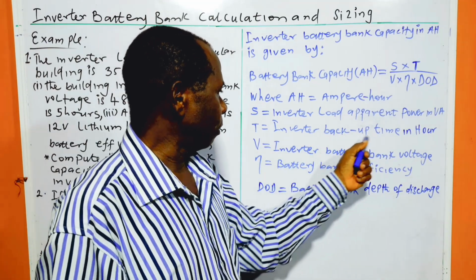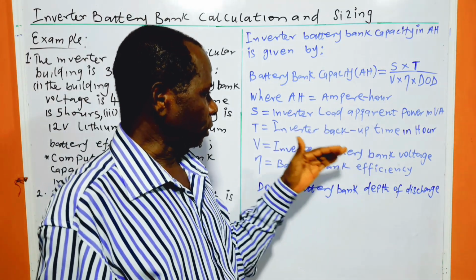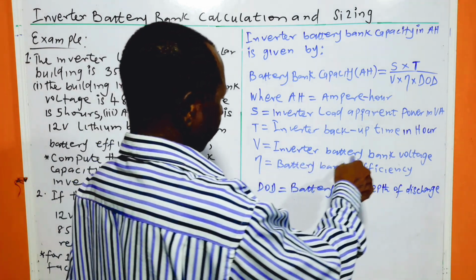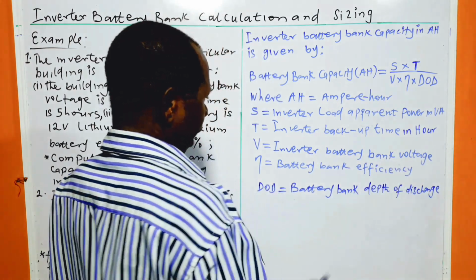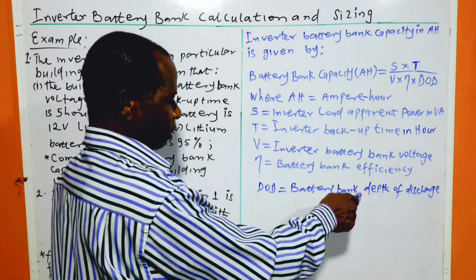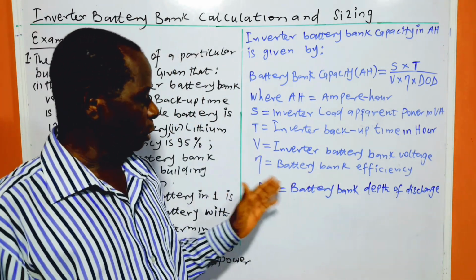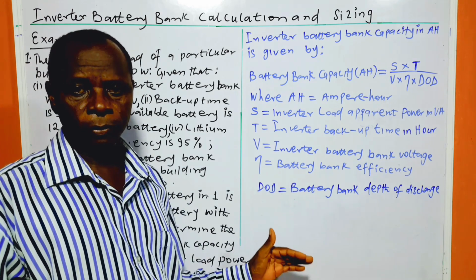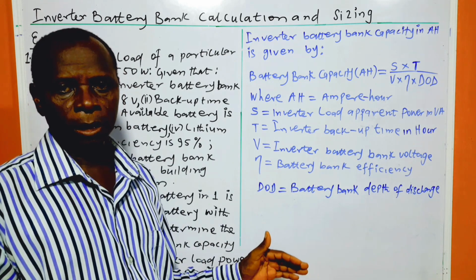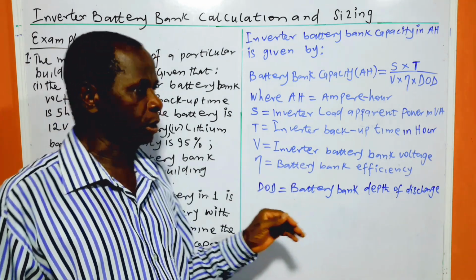T is the inverter backup time, that is the time that the inverter will be in use when there is power interruption. V is the inverter battery bank voltage. Eta is the battery efficiency. DOD is the battery bank depth of discharge. For instance, if 70% of the battery capacity is used, then the depth of discharge is 0.7 or 70%.